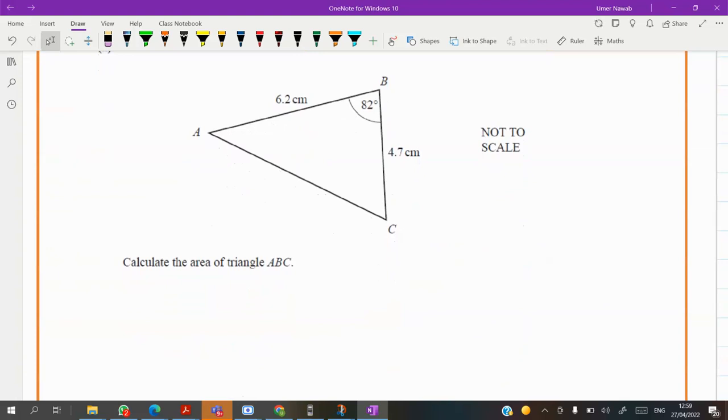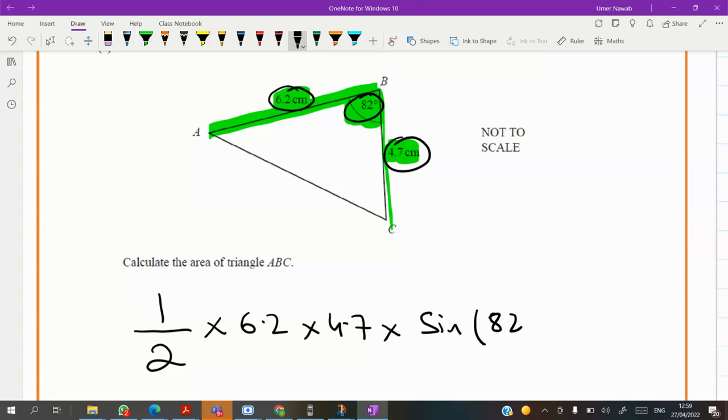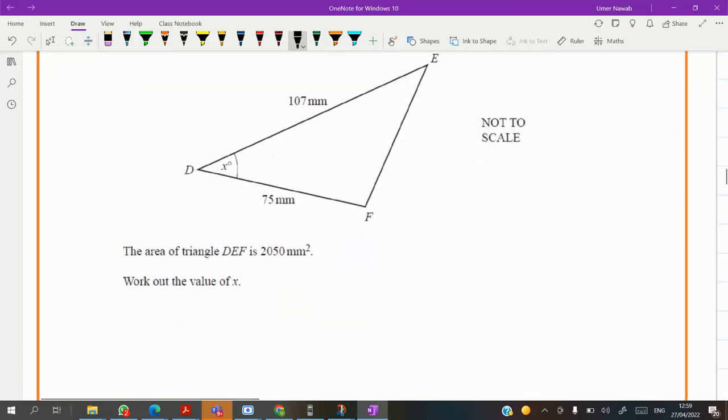Area of a triangle now. In my previous video, I talked about how to find the area of a triangle when you use trigonometry. So, in trigonometry, if you know the two sides and their common angle, here 82, you will write area of a triangle as half times the first side, which is 6.2, second side, 4.7, and sine of the included angle. This gives you the area of a triangle.